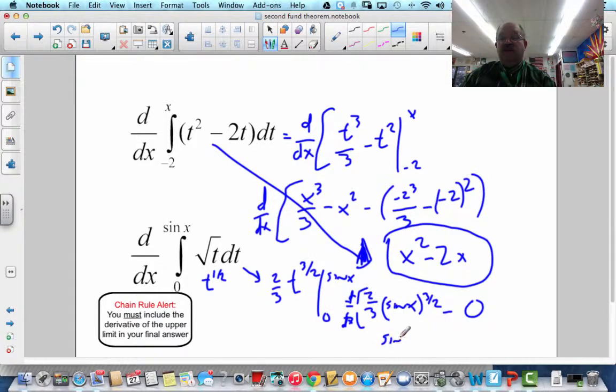So we have sine x to the 1/2, and now our old friend the chain rule comes in, chain rule alert, and says, oh, we've got to take the derivative of sine, which we know to be cosine. So the chain rule alert says that when you're doing the second fundamental theorem of calculus and you've got something other than just x as your upper limit, you've got to include its derivative in your final answer. That's the chain rule thing, and technically we did include the derivative of the upper limit x in the final answer, but that's just 1.